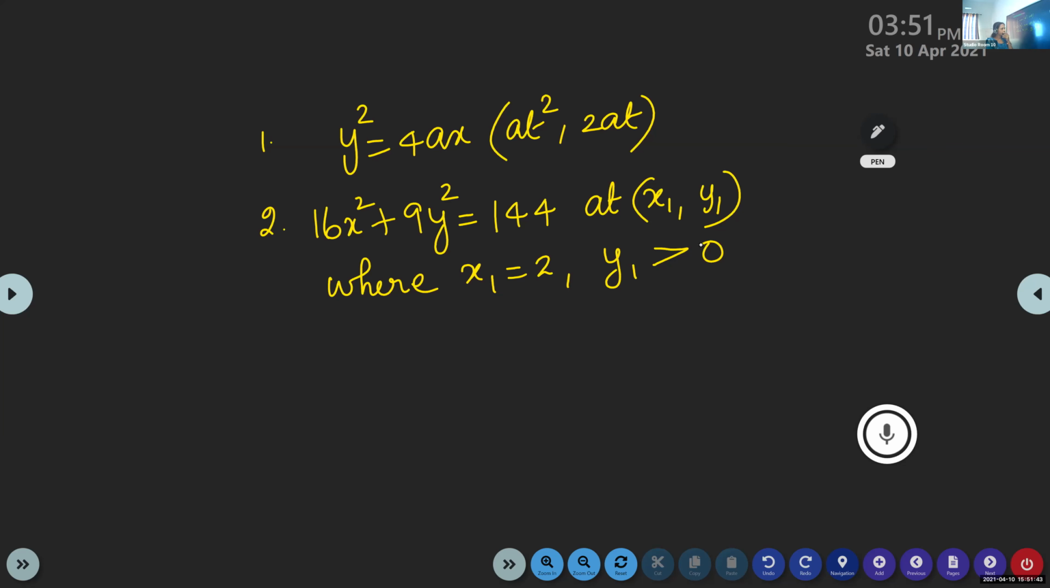Second one. Yes, tell me. X1 is given as 2 and y1 is greater than 0. Why is this condition given? Can you guess why? Yes? Karthik?